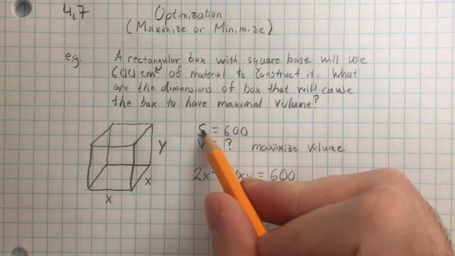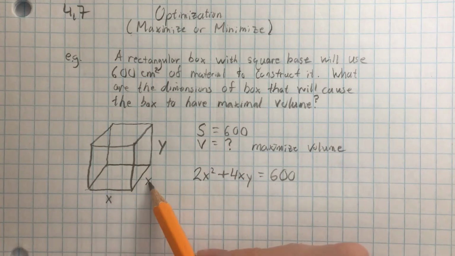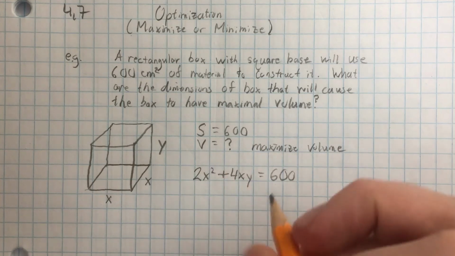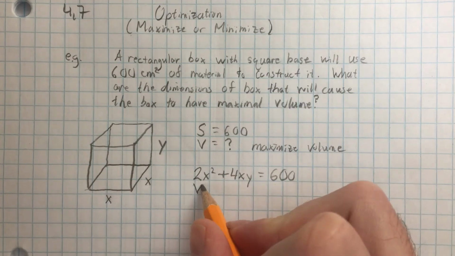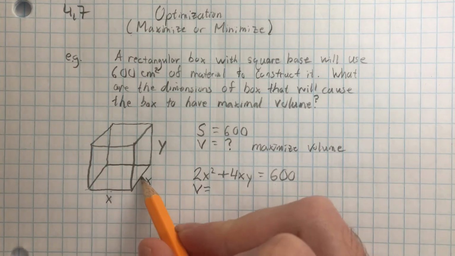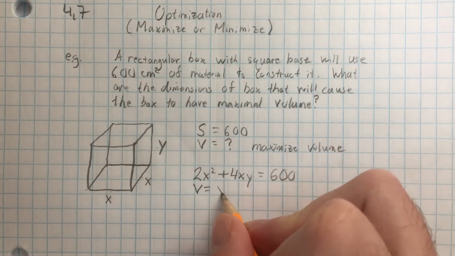I'm just replacing the letter S of surface area with the actual formula for it, given the variables we've chosen here. Volume of this box should be length with height multiplied together, so you'd have x squared y.